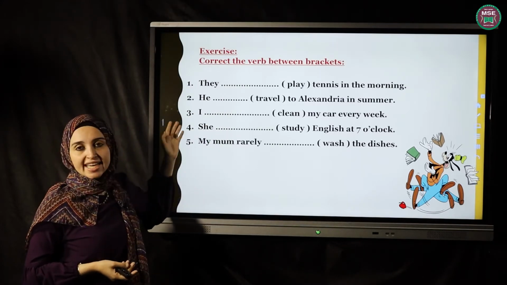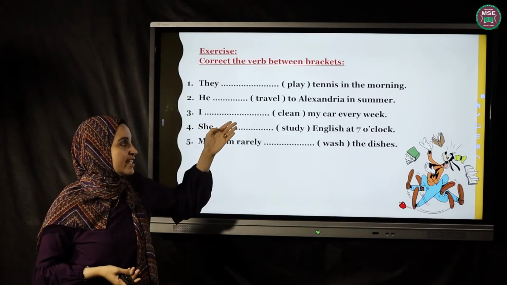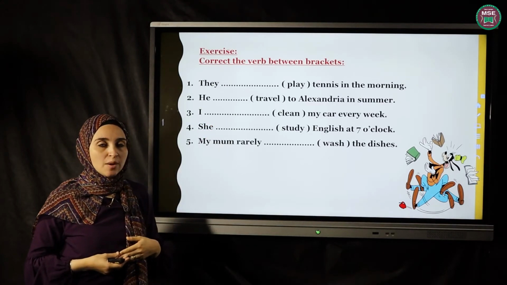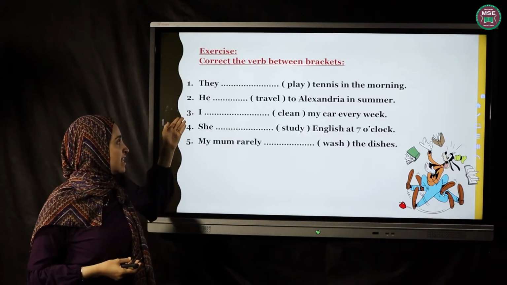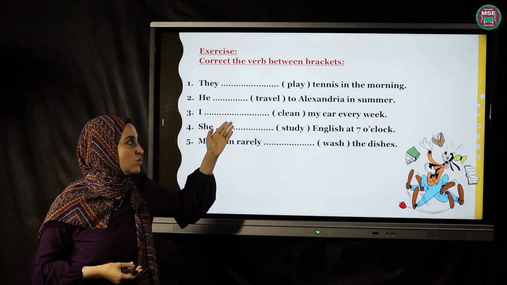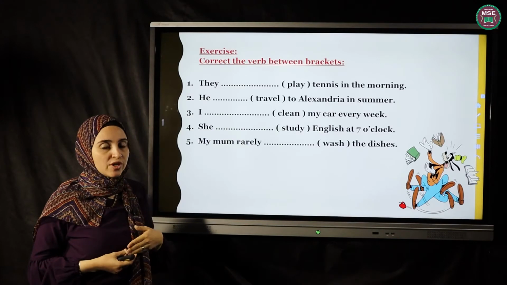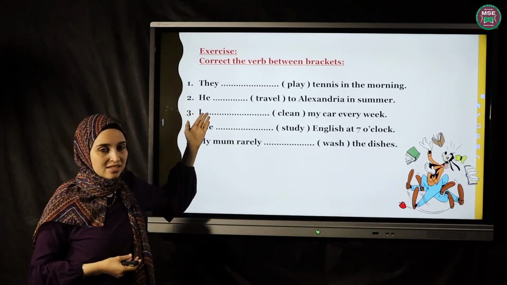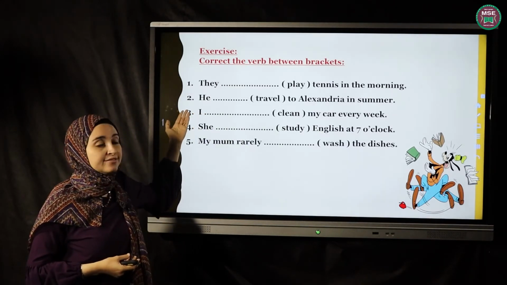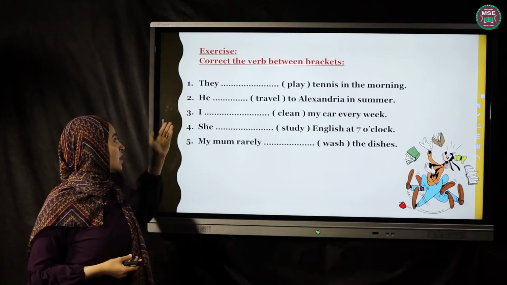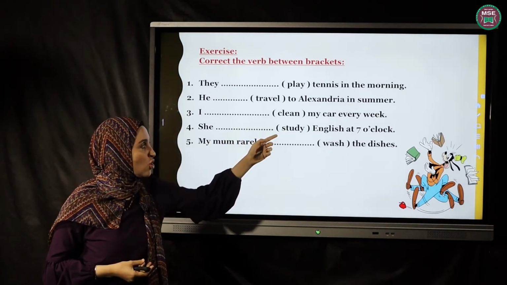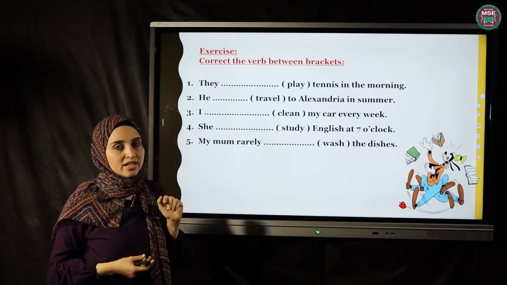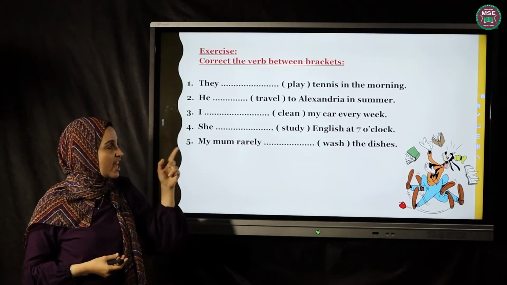Number 2, he traveled to Alexandria in summer. Super. He travels to Alexandria in summer. I add s to the verb because I have he. Number 3, I clean my car every week. I have here a time expression, every.